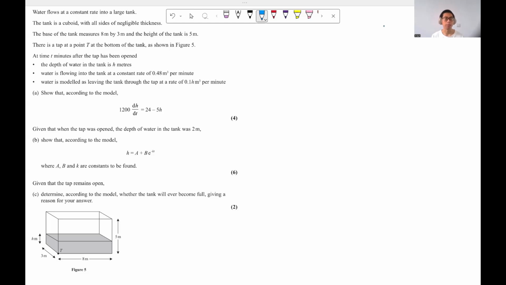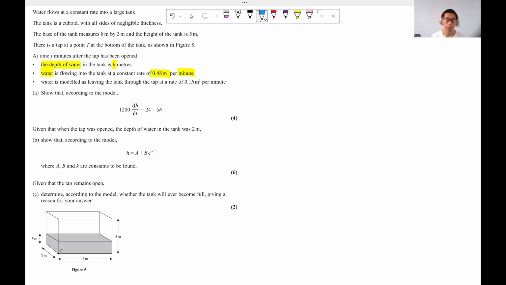At time t minutes after the tap has been opened, the depth of water in the tank is h meters. So just be careful here, it says the depth of the water in the tank is h meters. So h means the depth of the water. And the water is flowing into the tank at a constant rate of 0.48 meter cube per minute. So clearly meter cube has to be the units for the volume, and it's per minute.